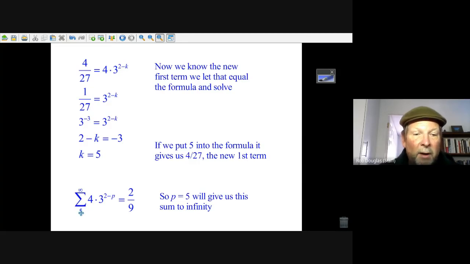If we start with k equals 5, which is, they said, p, what's the new value p? If we start with a 5, and then we put in the formula, 2 minus p, and we start with 5, this infinite sum, the first term will be 4 over 27, and then we add up all the other terms, and it'll add to 2 over 9. It makes it work. So that was a little bit tricky, but that's it, because we had to find the first term of this infinite sum that went to 2 over 9, and then we had to use the formula and the first term to solve for the unknown number that we're going to start with.